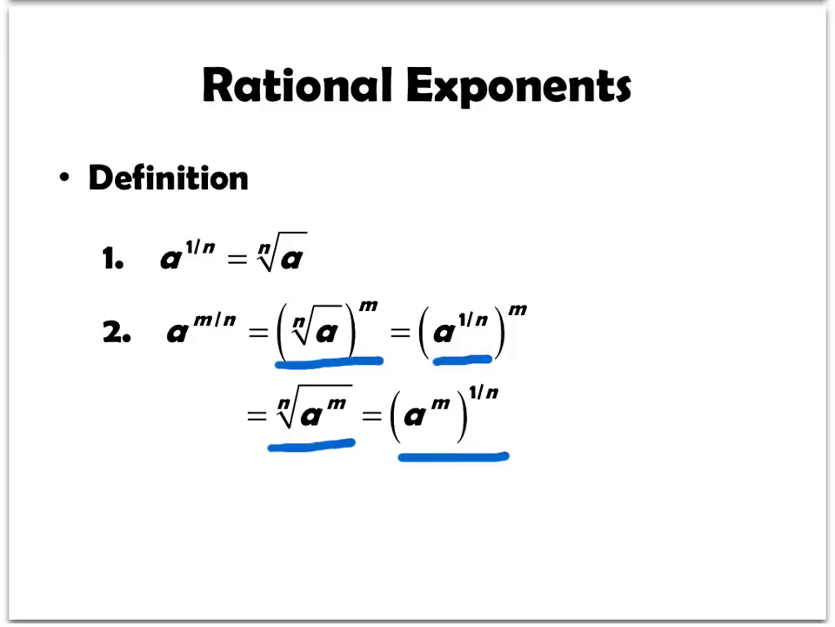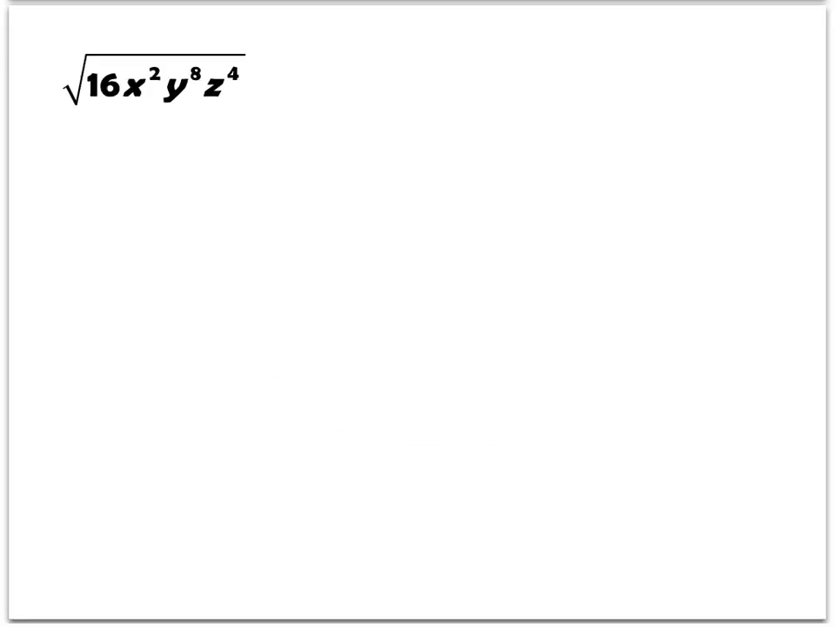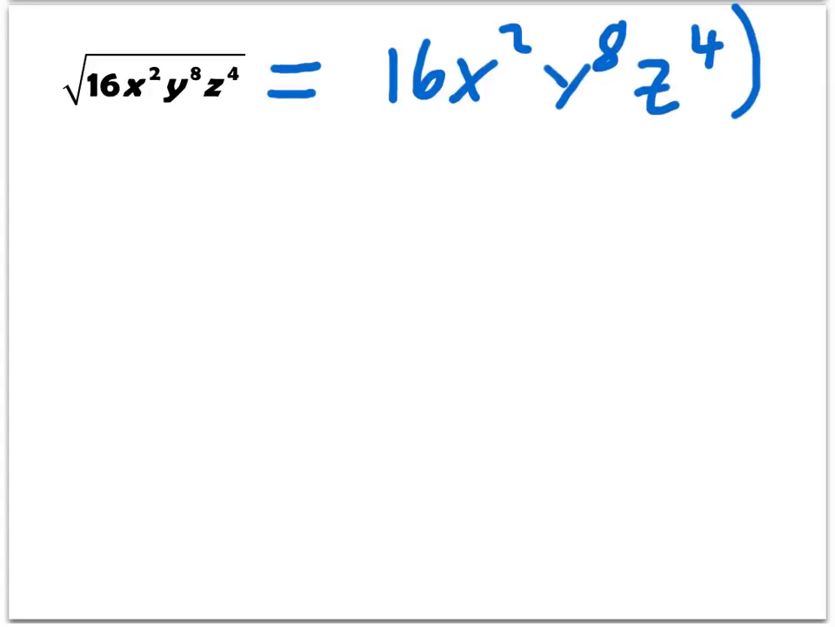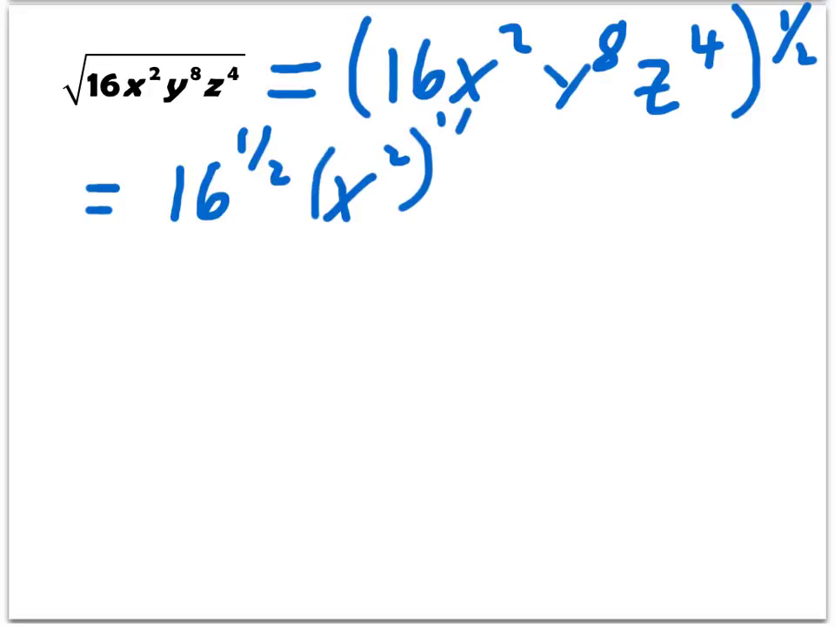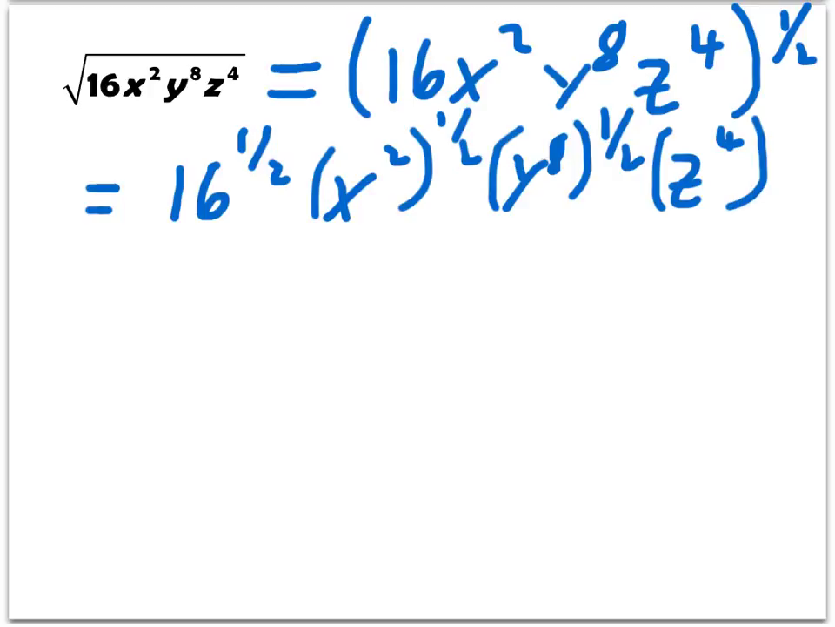So all those properties of exponents apply to rational exponents as well. Let's do some examples here of simplifying expressions dealing with rational exponents. Here we've got the square root of 16x squared y to the 8th z to the 4th. Usually it's easier to work with radicals in terms of their exponent equivalent. So we could write this as 16x squared y to the 8th z to the 4th, all raised to the 1/2 power. Now when dealing with powers, we can use our properties of exponents. We'll just distribute that 1/2 to each term. So we've got 16 to the 1/2 power, x squared to the 1/2 power, y to the 8th raised to the 1/2 power, z to the 4th raised to the 1/2 power.